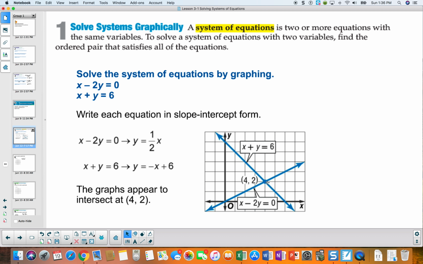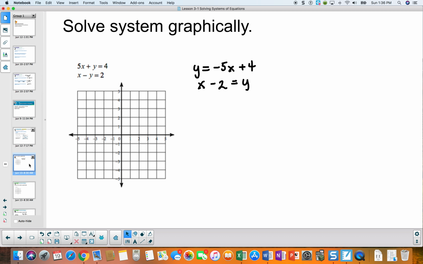We can see where they intersect is (4, 2). This means (4, 2) is a solution for both equations. Let's go ahead and solve this system graphically.